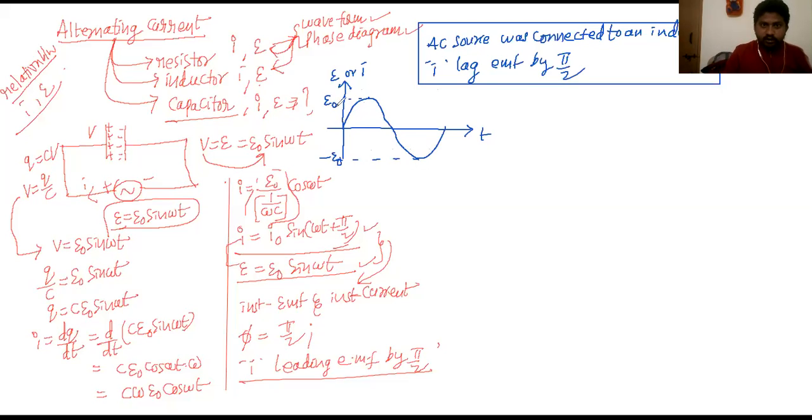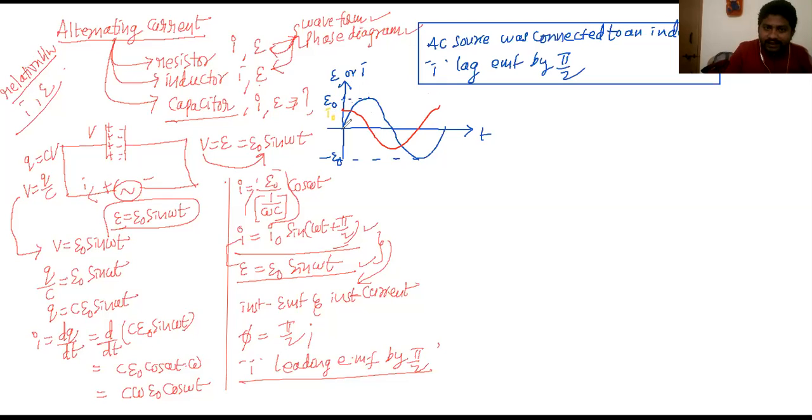Now, let me draw the graph for I. See here, I is starting from here and moving like this. Okay. An interesting thing I'll show you. Carefully see the interesting thing. What does it mean? This is the I naught.